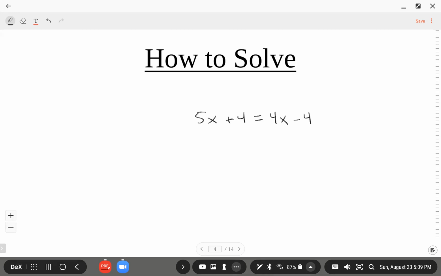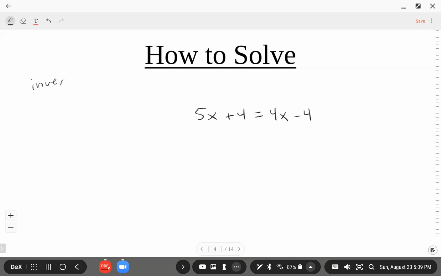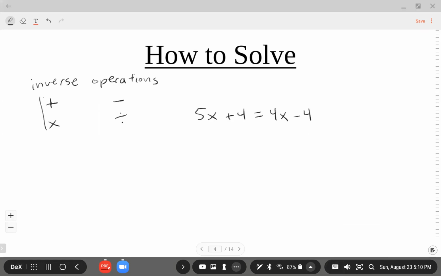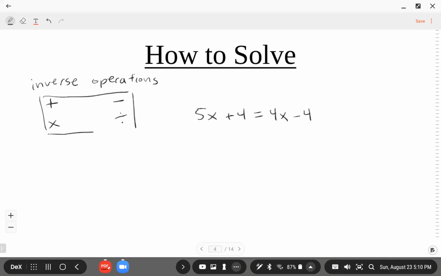So you need to use what is called inverse operation. Okay, so I'm going to write it down, and you might want to take notes on this. Inverse operations. Let's say we have addition. Inverse means like the opposite. Okay, so the opposite of addition is subtraction, right? And then we have multiplication. Opposite of multiplication is division, right? And we're gonna use only these 4 symbols today. Okay.